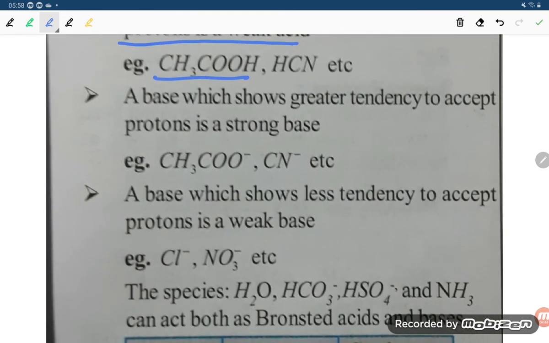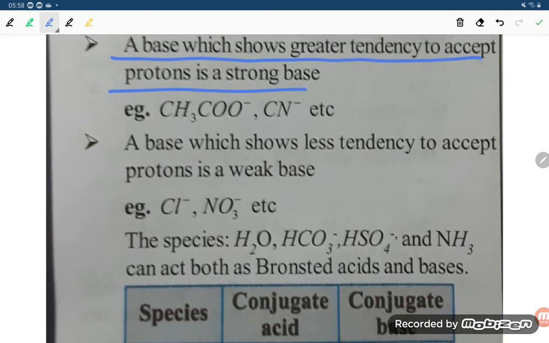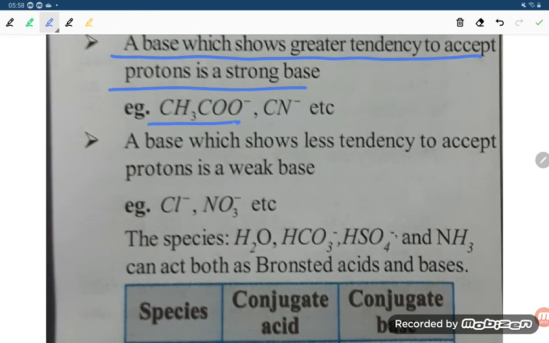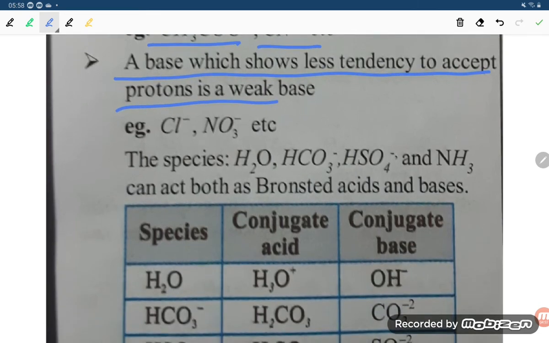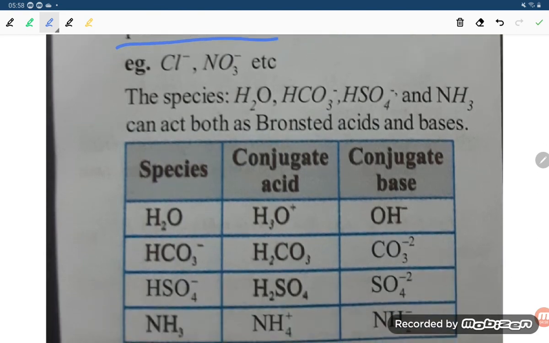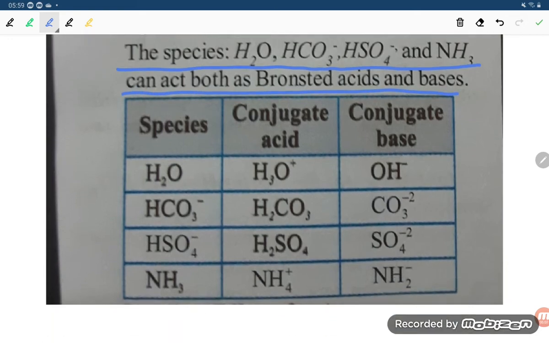An acid which shows greater tendency to donate a proton is a strong acid, like HClO4, H2SO4, HNO3, etc., which can easily donate a proton. An acid which shows less tendency to donate a proton is a weak acid, like acetic acid. A base which shows greater tendency to accept a proton is a strong base, like CH3COO- and CN-. A base which shows less tendency to accept a proton is a weak base, like Cl- and NO3-.